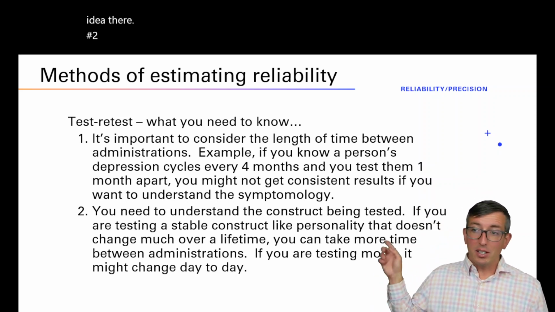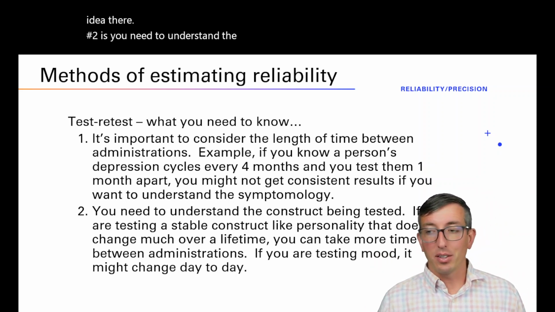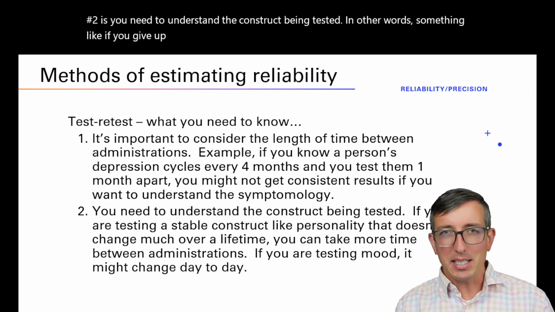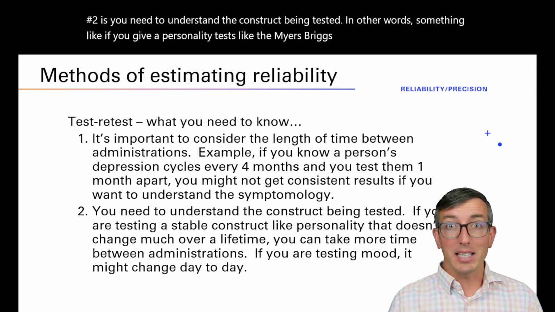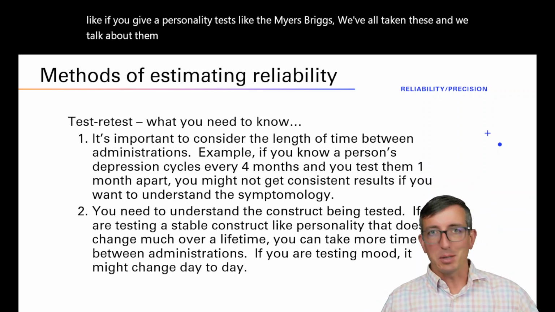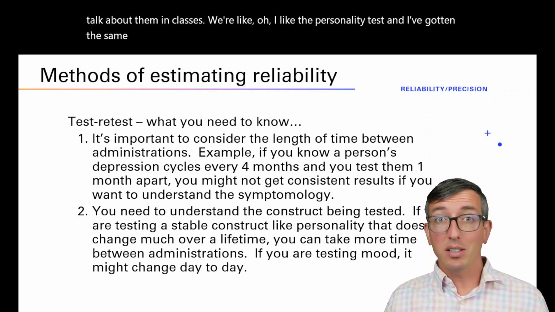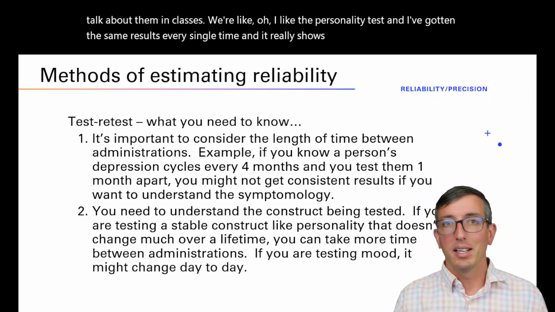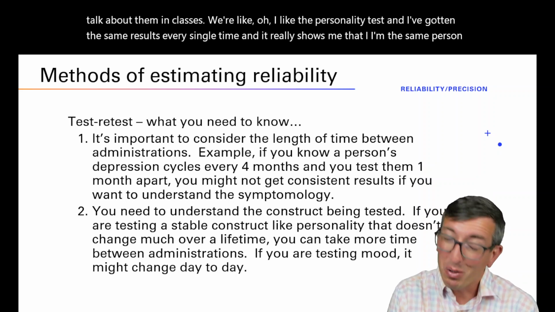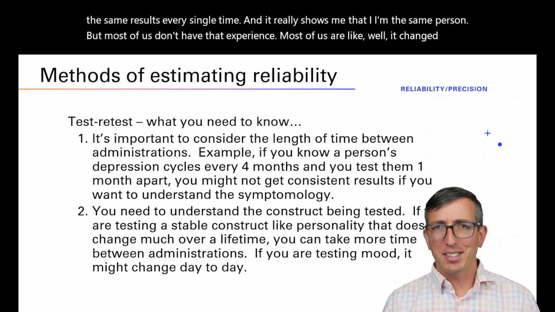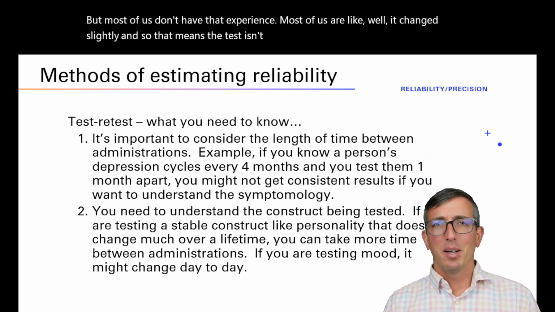Number 2 is you need to understand the construct being tested. In other words, something like if you give a personality test, like the Myers-Briggs, we've all taken these and we talk about them in classes. We're like, oh, I like the personality test, and I've gotten the same results every single time, and it really shows me that I'm the same person. But most of us don't have that experience. Most of us are like, well, it changed slightly, and so that means the test isn't good, right?